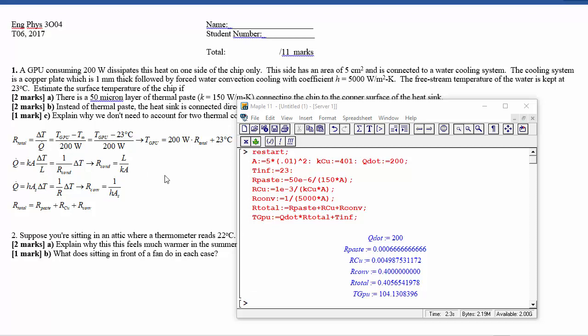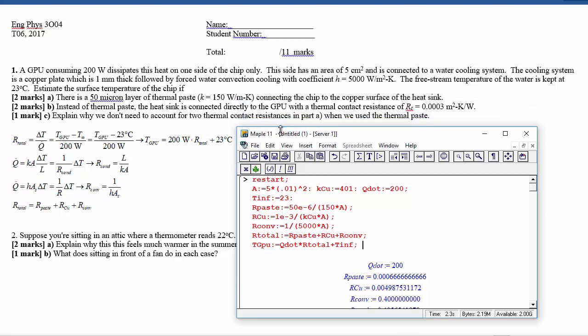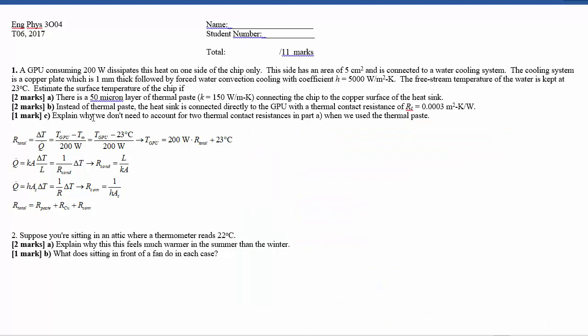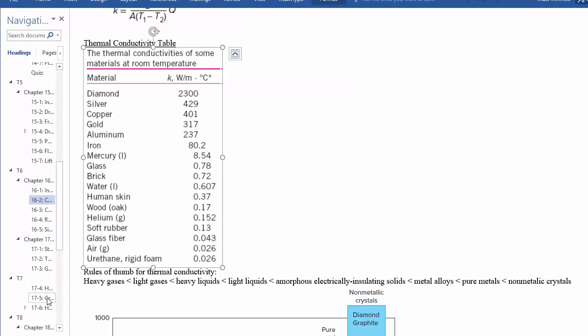So in the second part of this problem, we're going to get rid of the thermal paste. Instead of the thermal paste, we're just going to have the solid connecting to the other solid. And when you have a solid connecting to another solid, we now need to account for a contact resistance. The thermal contact resistance deals with the fact that you have imperfect contact from one surface to another.